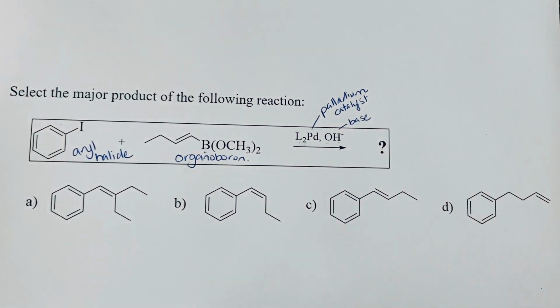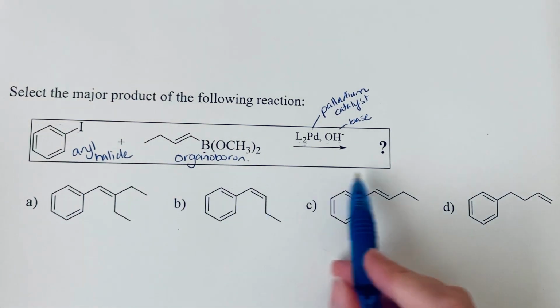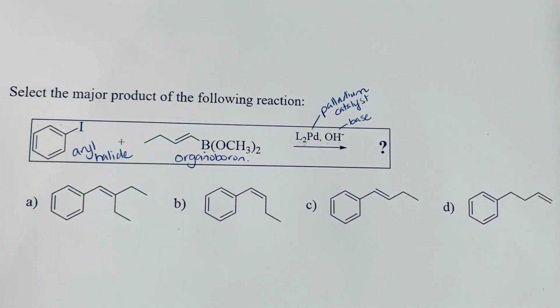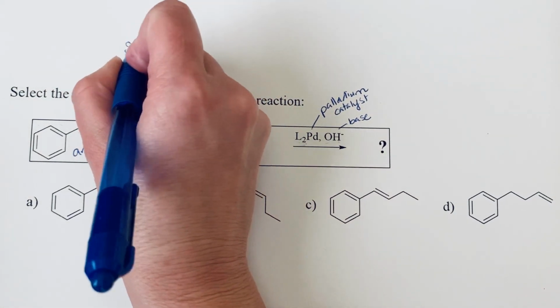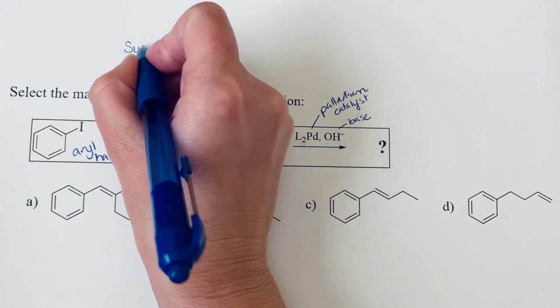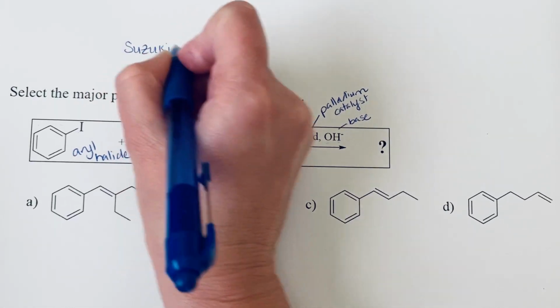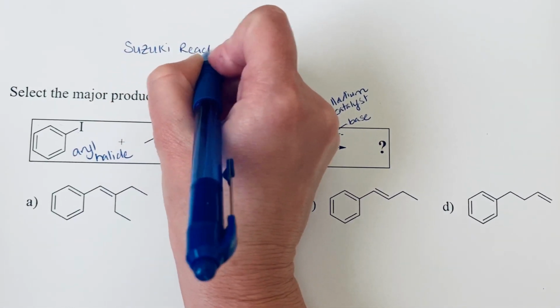And so what we need to do is we need to be familiar enough with a couple of palladium catalyzed reactions to be able to identify which one this is. So this is in the section of our textbook on palladium catalyzed coupling reactions. And so there are two that we're going to focus on. And so this here is an example of the Suzuki reaction. So let's just look at a quick overview of what the Suzuki reaction is.